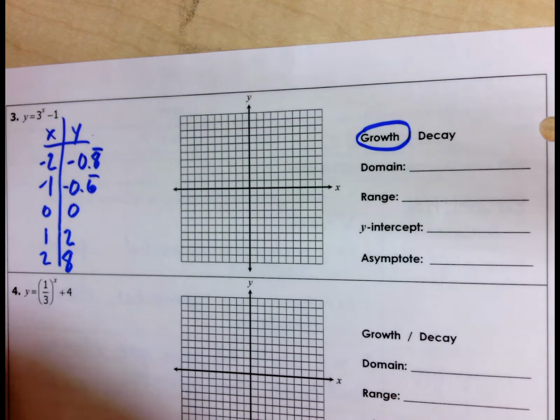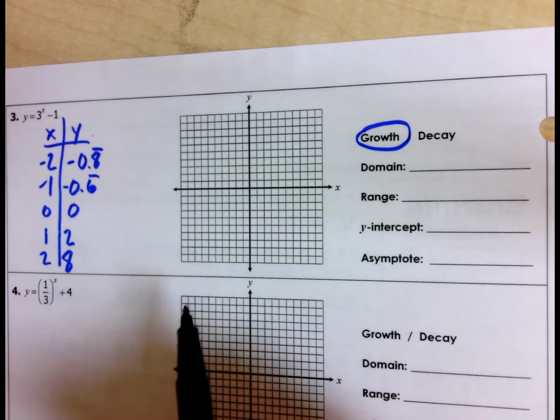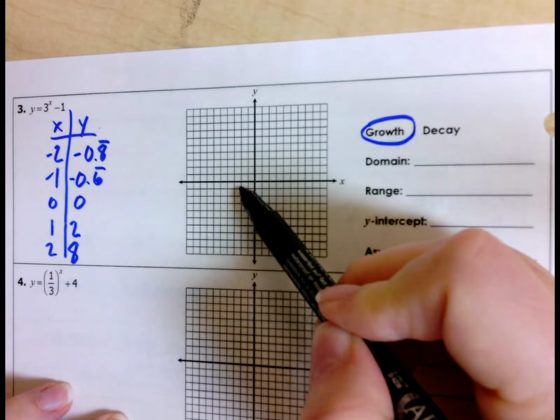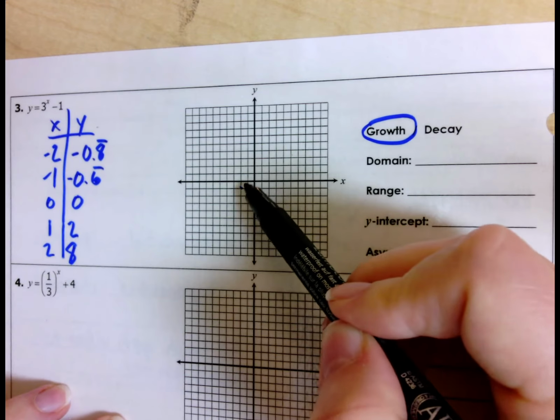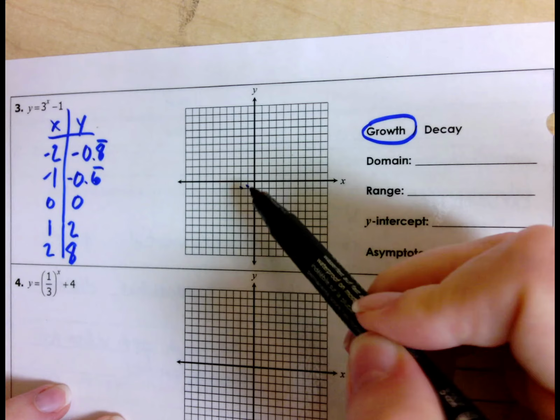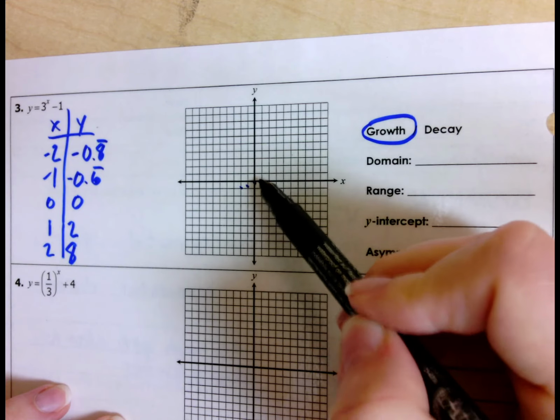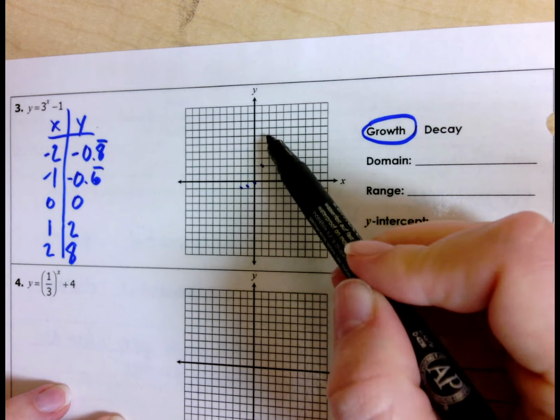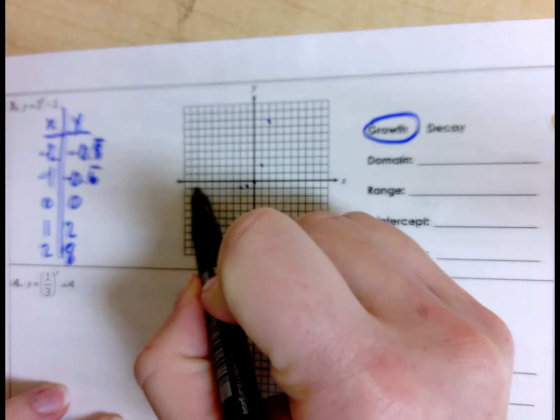Okay, so now I can graph those points. So at -2, I'm going to have almost a -1. At -1, about -half, just a little bit more. 0, 0, 1, 2, and 2, 8 up here. And so my line is going to look something like this.